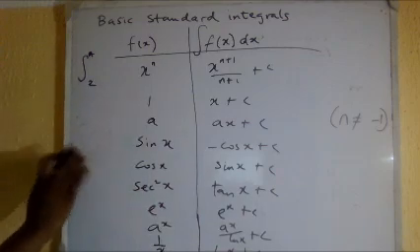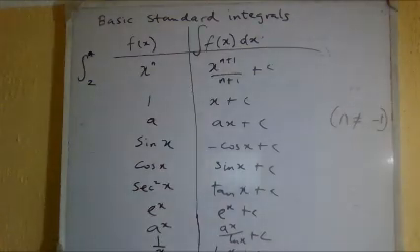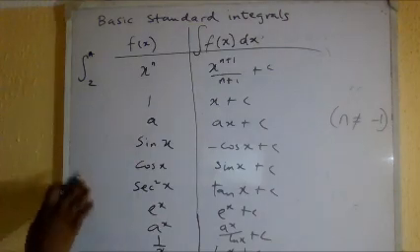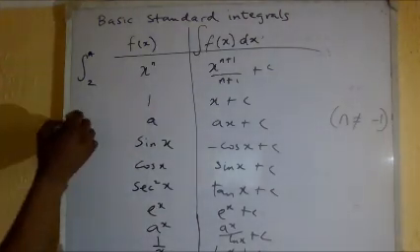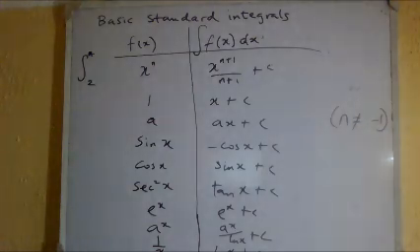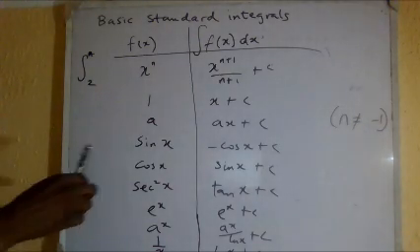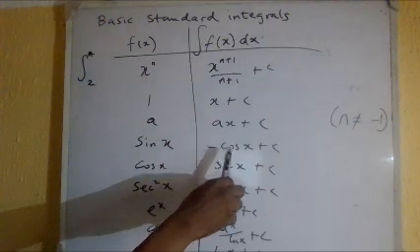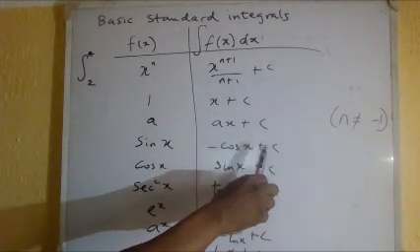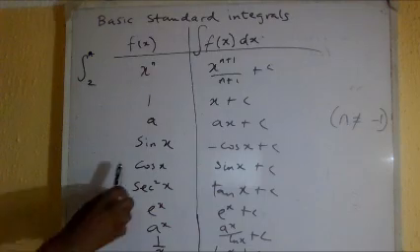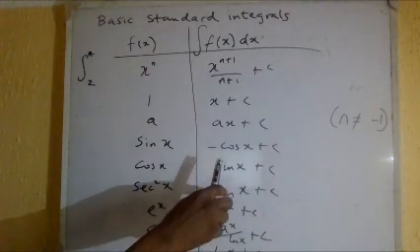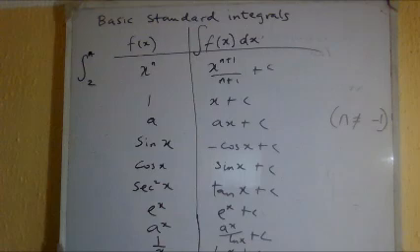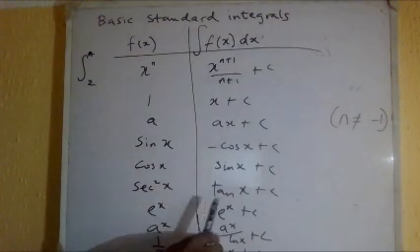For a, which is just a constant term that is not 1, the integral is ax plus c. The integral of sin x is minus cos x plus c. The integral of cos x is sin x plus c. The integral of sec squared x is tan x plus c.